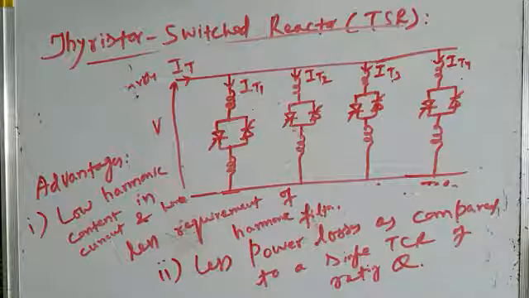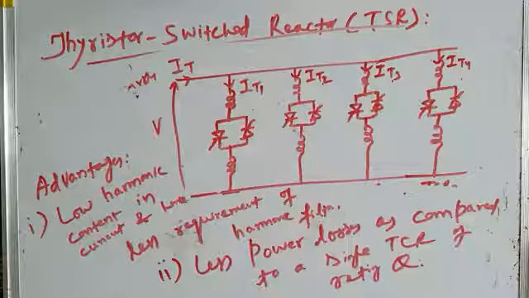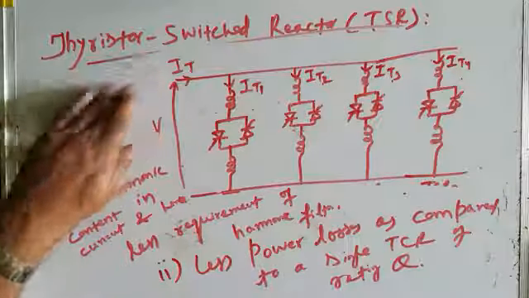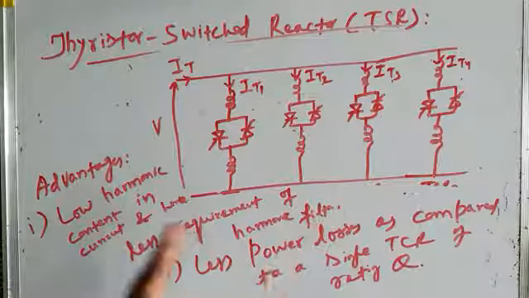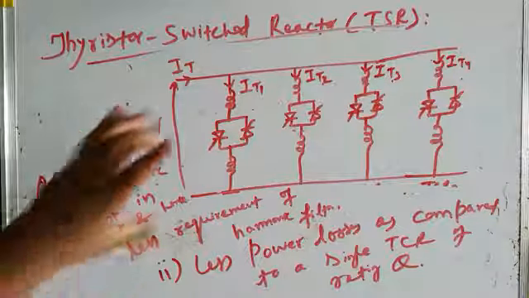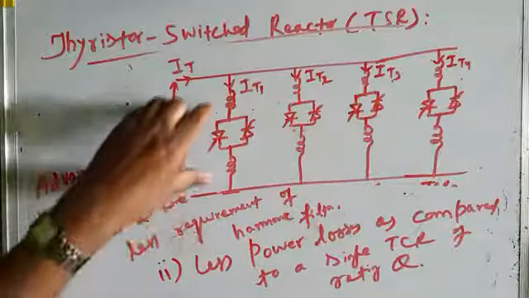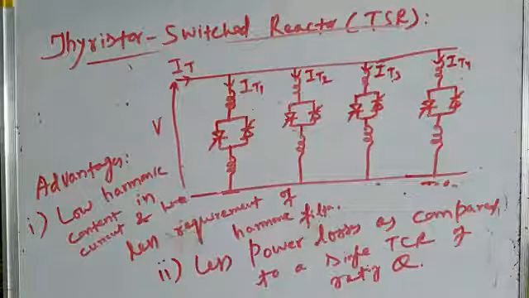So because of low harmonic content in the current and hence less requirement of harmonic filters, and because of low power losses in segmented TCR, generally TCR is not used alone in an SVC. In an SVC, we use segmented TCR, which comprises a single TCR and a number of TSRs. So that's all about the thyristor switched reactor and the concept of segmented TCR.